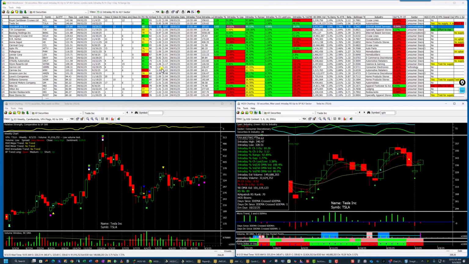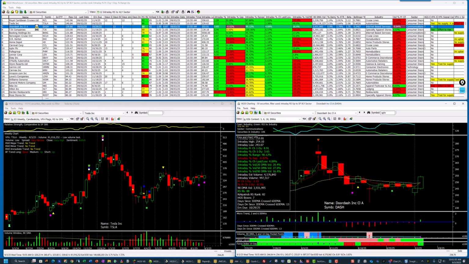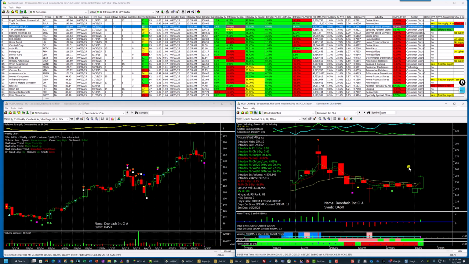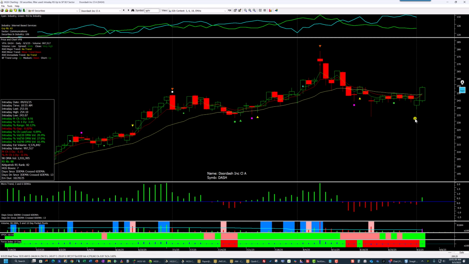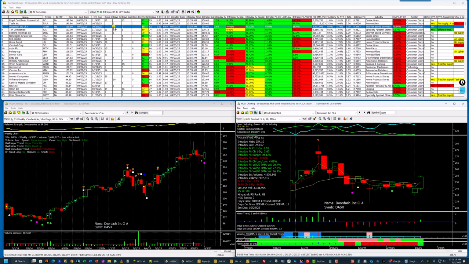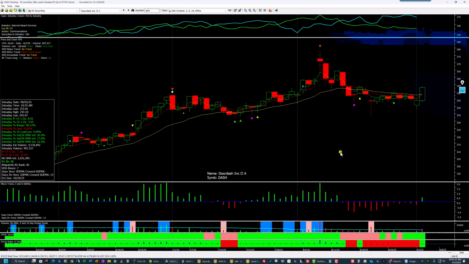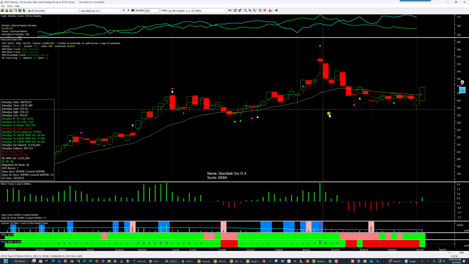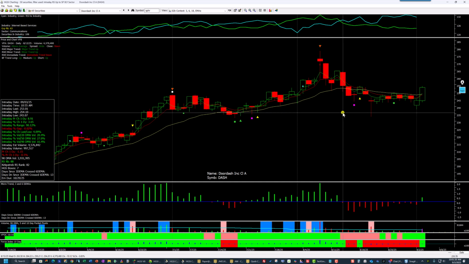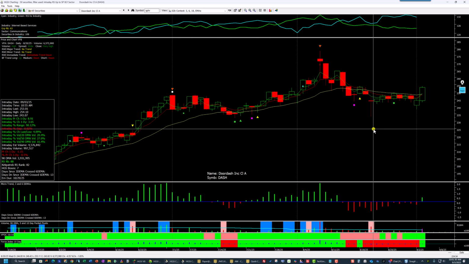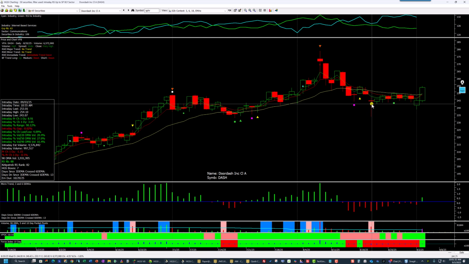Let's look at DoorDash. What do we have here? I need to minimize that. Crossed down 14 days ago, but the VPARC has crossed up 3 days ago. So here, put the crosshair back on. You can see it crossed down here, and it's really been in a downtrend, but under accumulation here.